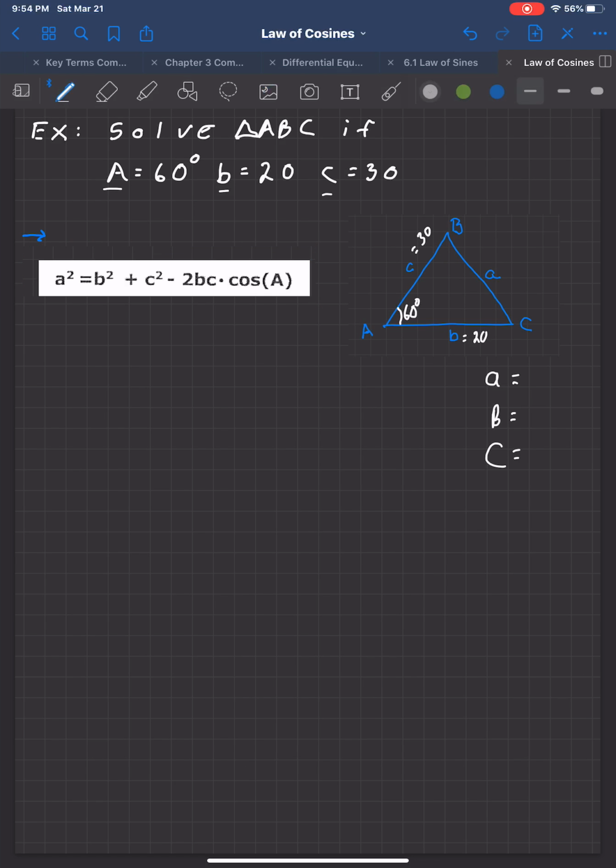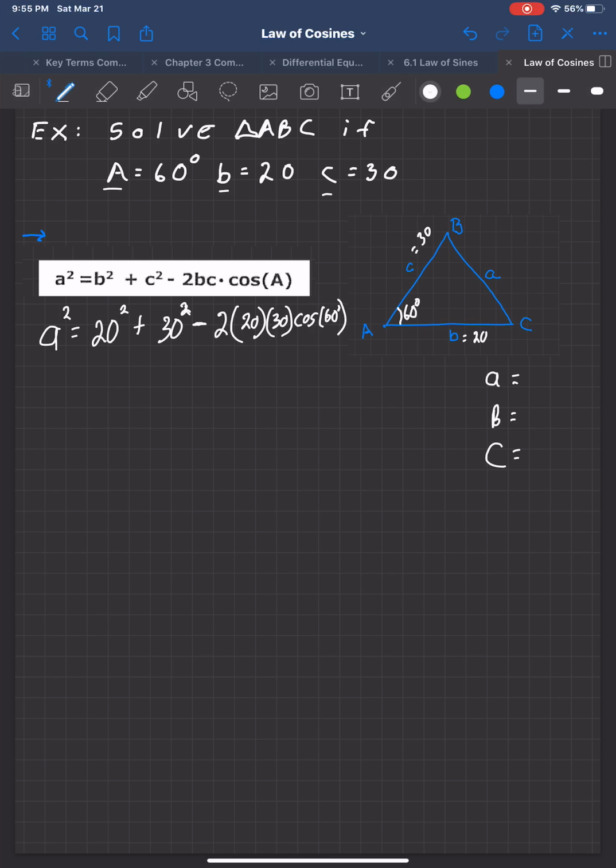Let's see if I can plug everything in. Ready? Let's go. So A squared is going to be equal to B squared, so B in this case is 20 squared, plus C, which is 30 squared, minus 2 times 20 times 30 times cosine of angle A, which is 60 degrees.